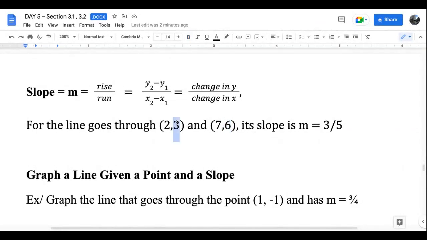Six minus 3, which is 3. 7 minus 2, which is 5. So that's 3 over 5.